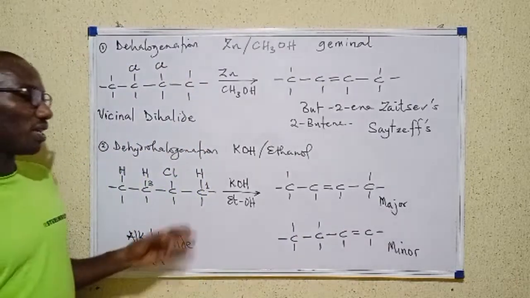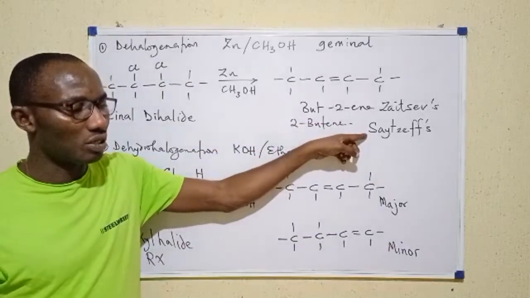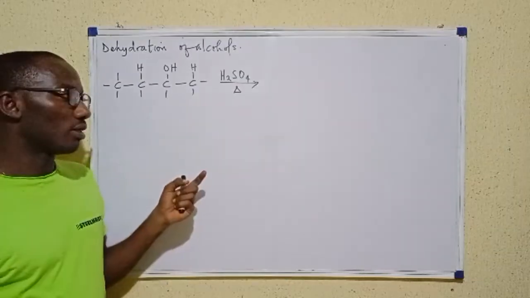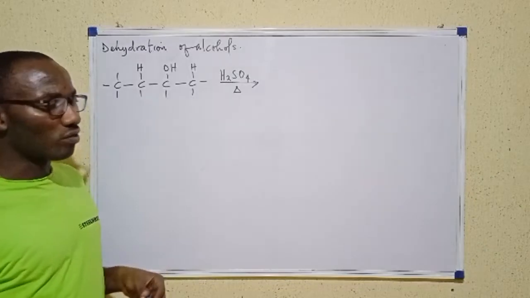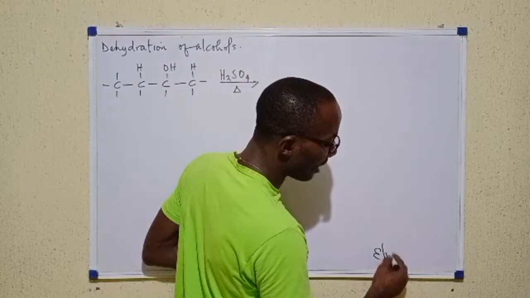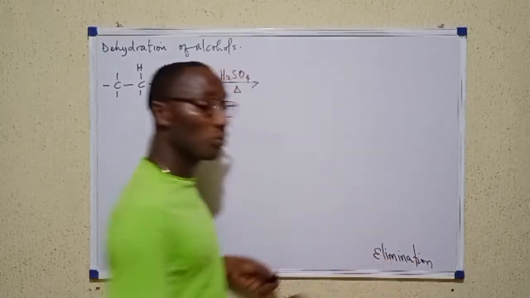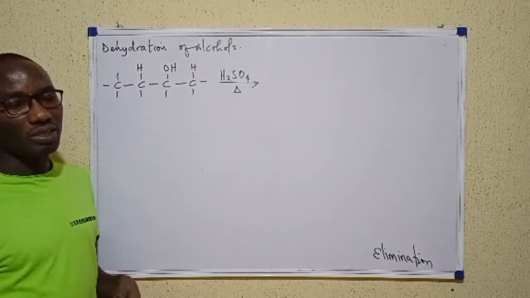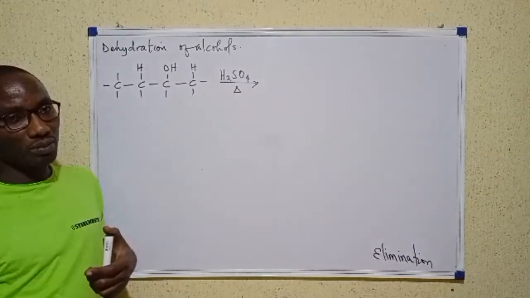So each time we apply Zaitsev's rule, the product predicted by Zaitsev's rule is referred to as the major product. We looked at dehalogenation and dehydrohalogenation. The two of them belong to a class of reactions that we may refer to as elimination reactions. Now here's another elimination reaction we're about to discuss. It's called dehydration of alcohols. Dehydration, what does it mean? It means the removal of water from a substance.